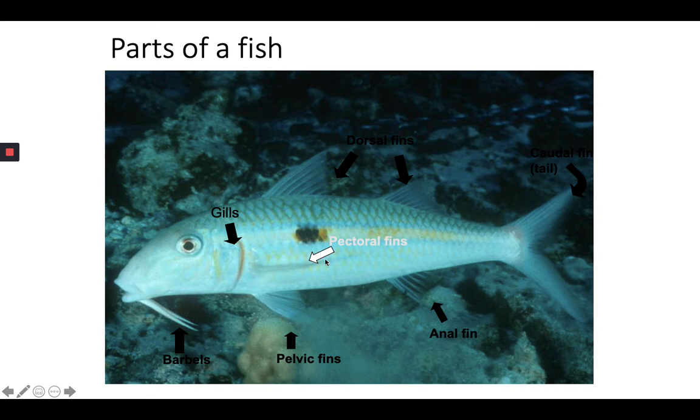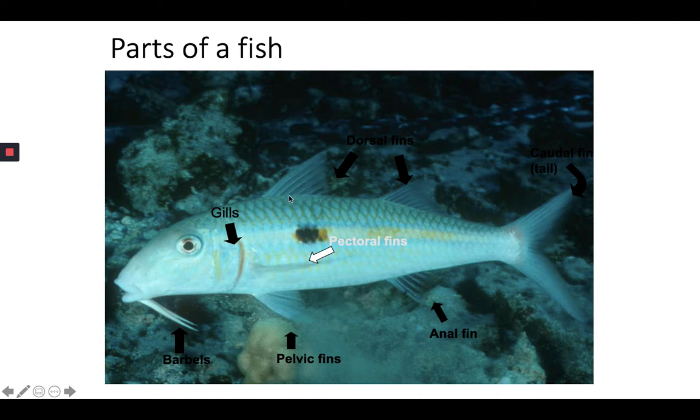We have the pectoral fins on the side. These are considered to be paired fins because there's two of them, one on each side. Also, the pelvic fins are paired fins. There are two of those. And then we have the anal fin. So the two fins that are on the underside are the pelvic fins and the anal fin.